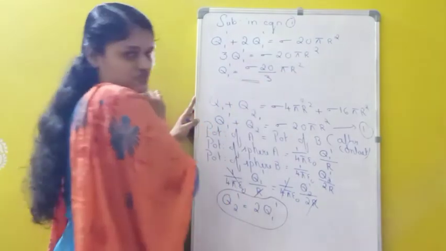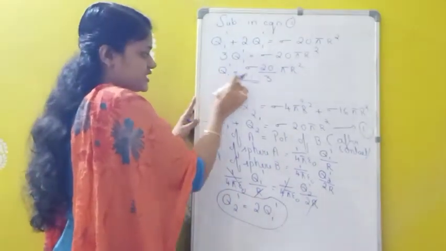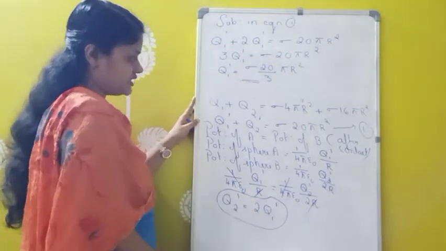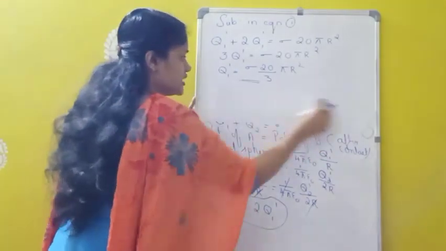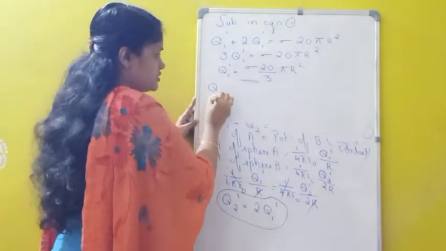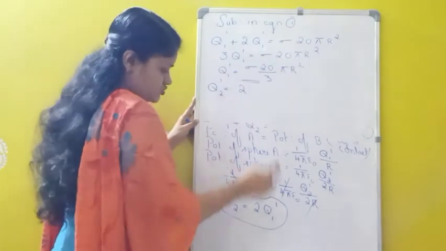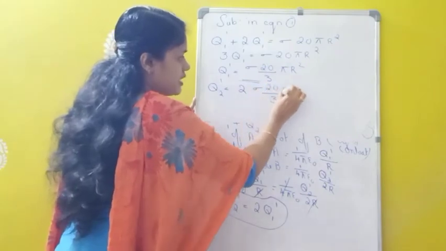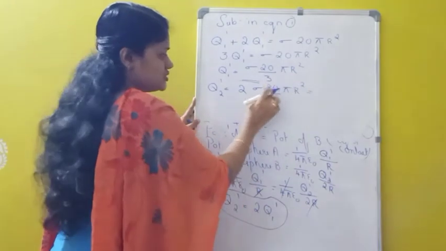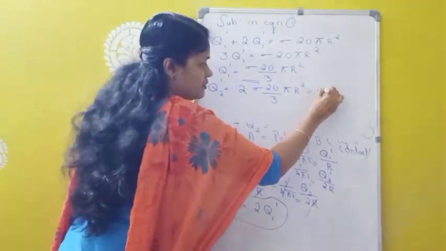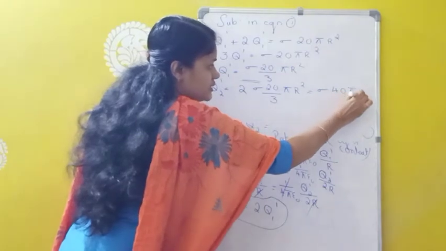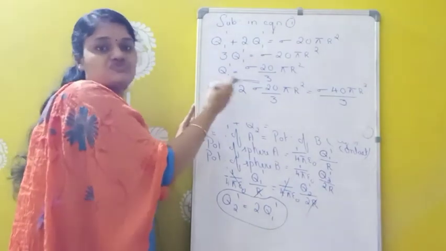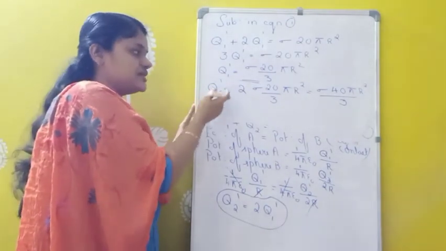So this is the value of Q1 dash. If we know Q1 dash, we can find Q2 dash, since Q2 dash equals 2 times Q1 dash. Q1 dash is sigma into 20 by 3 pi r square, and 20 into 2 is 40, so Q2 dash equals sigma into 40 pi r square by 3. So now we have found the charges of sphere A and sphere B after contact.